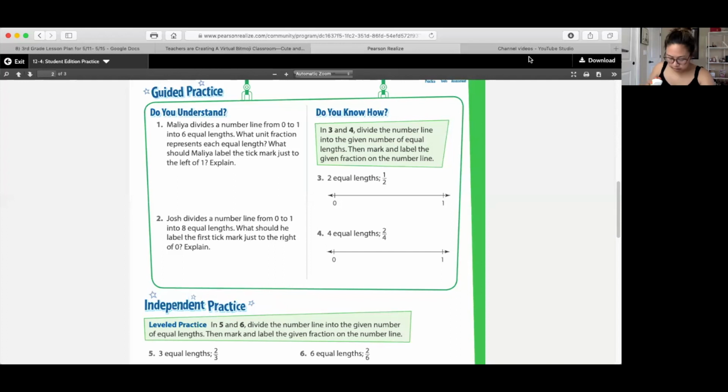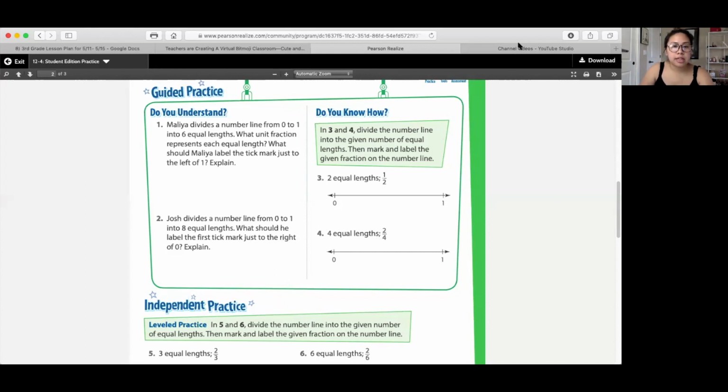Okay, I'm going to go ahead and do your guided practice with you. I'm going to do 1, 2, 3, and 4, and then for your independent practice, I will do 5 and 6. Actually, no, I'll do 5 and 7 with you. That way you guys can do 6 and 8. You only have to do problems 1 through 8 today, so not too bad.